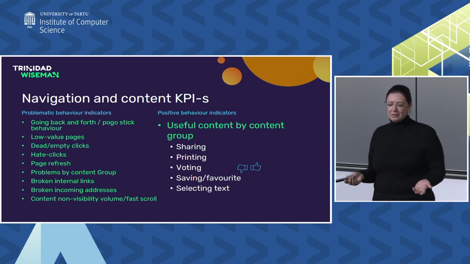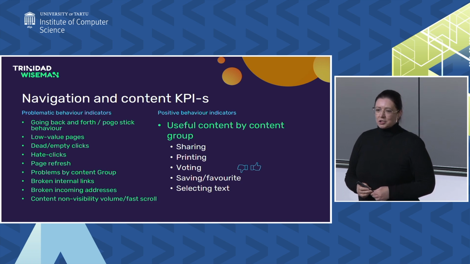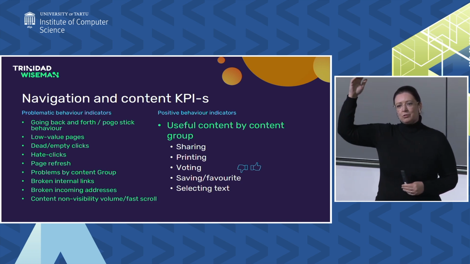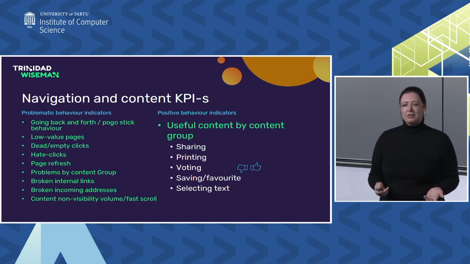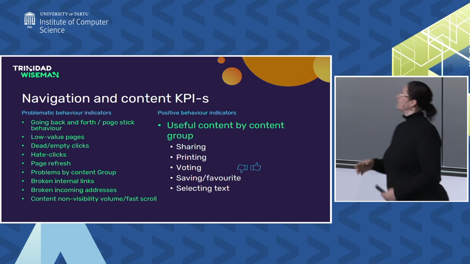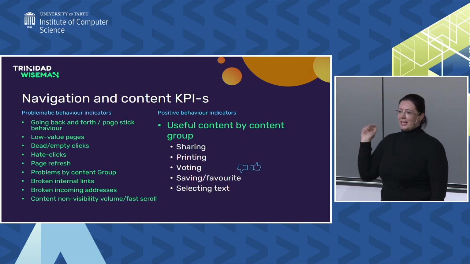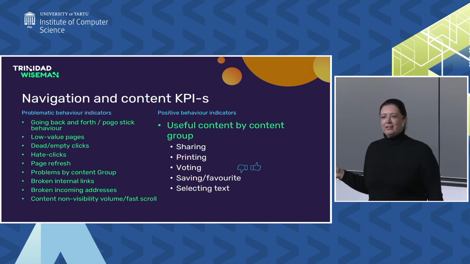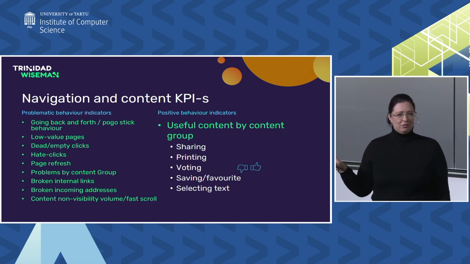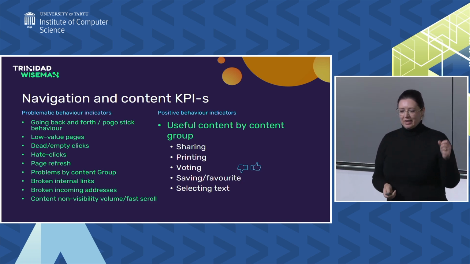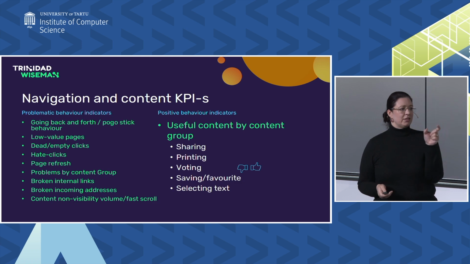Content is not visible. Fast scrolling over content means that people don't value the content, and so on. And there are always possibilities to vote, save, send, share, which says, okay, this is useful. Select. Selecting the text is quite easy to catch.